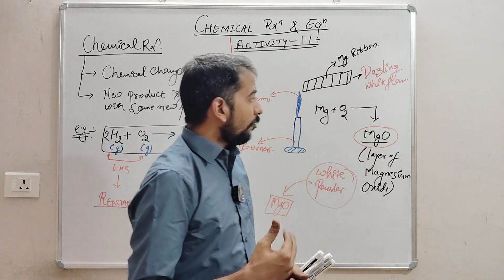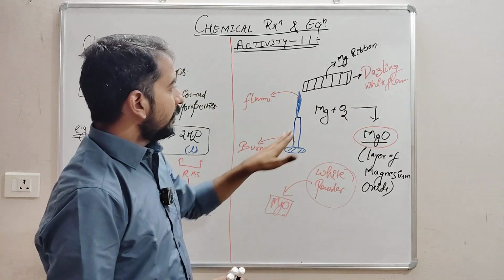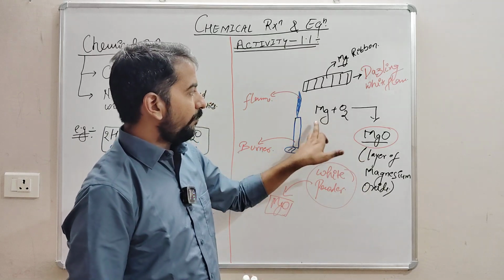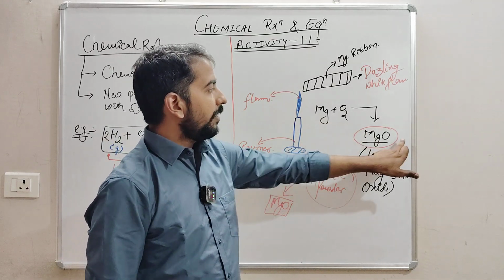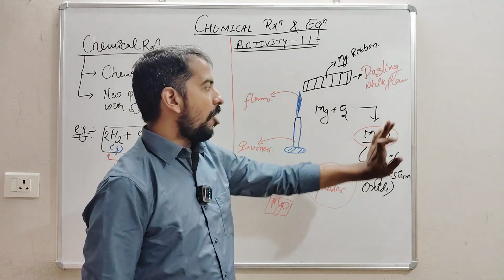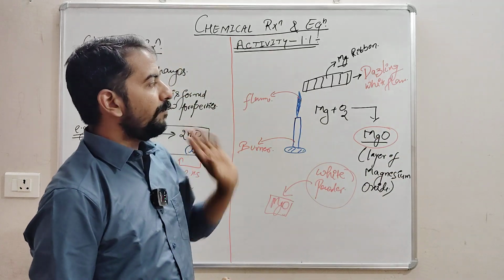So now here, what changes are you seeing? Magnesium is there, oxygen is there, and they will react and form magnesium oxide. So this is the burning of magnesium.